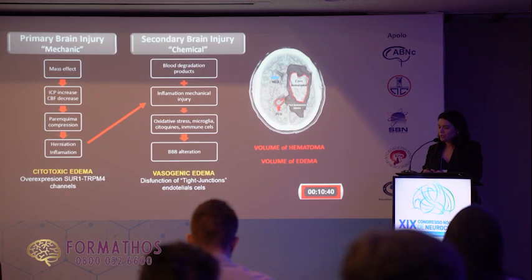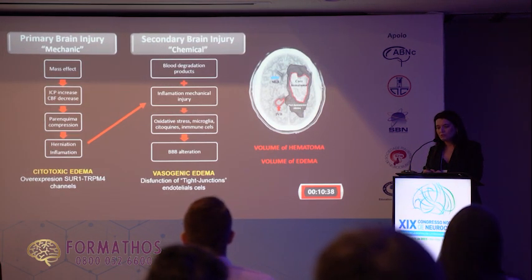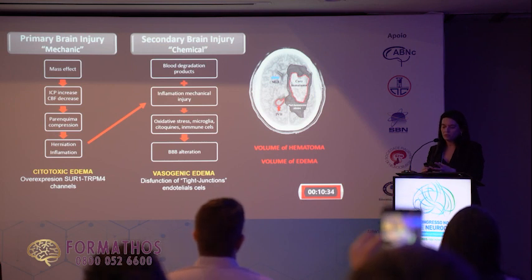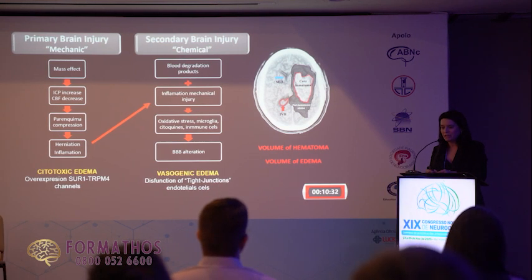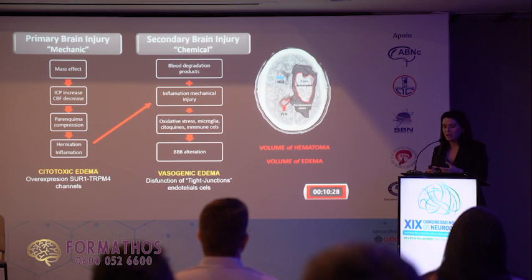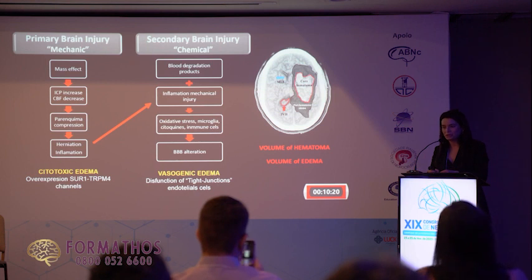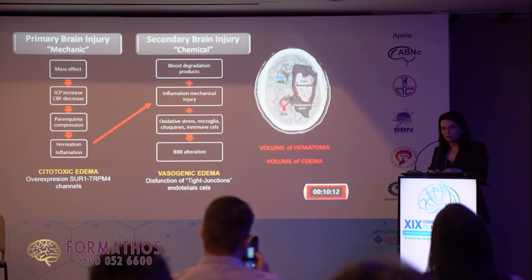So when we have a hematoma, the brain suffers two types of injury. We have first a purely or mostly purely mechanical injury due to the destruction that the hematoma causes in the brain. This causes mass effect and also is going to cause an increase in the intracranial pressure and a decrease in the cerebral blood flow, which is going to produce further parenchymal compression, herniation, and inflammation.